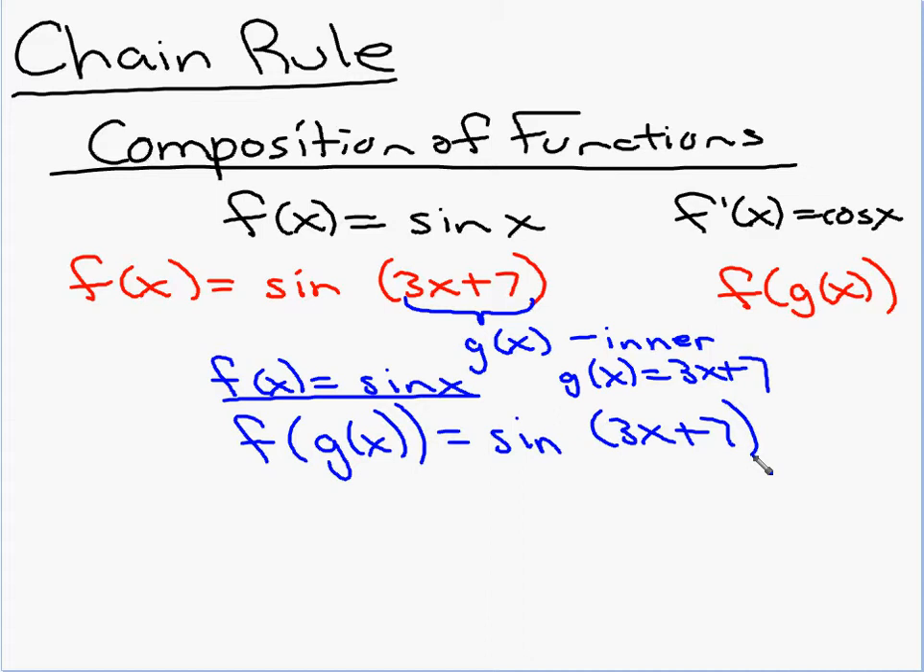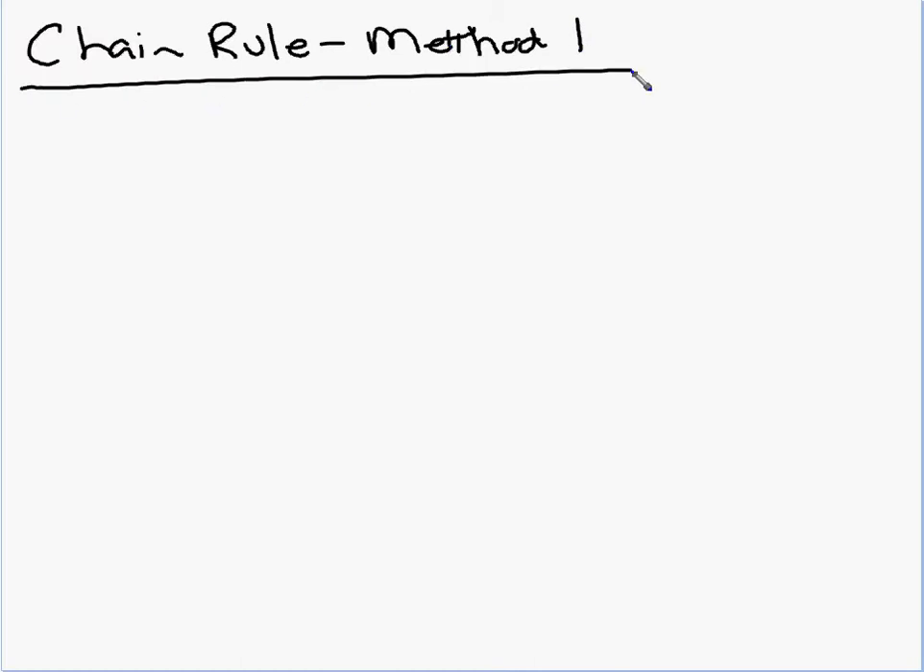So if I were to call a specific function h of x, and that particular h of x was a composition of functions, okay? Then we wind up with this chain rule. And I'm going to put this up here. Chain rule, and I'm going to call this method 1.